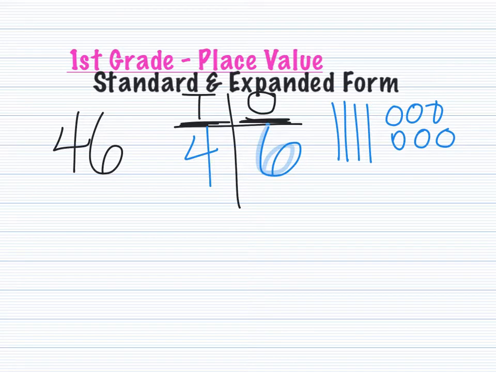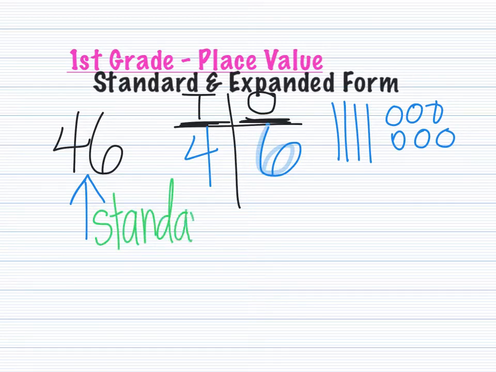Okay, so now this is what form? Is it the standard or the expanded form? Good job. This is the standard form. It's just the number using the digits. Standard form is easy because you've been already writing standard form without even knowing it. So standard form is the number just by itself, just like that.